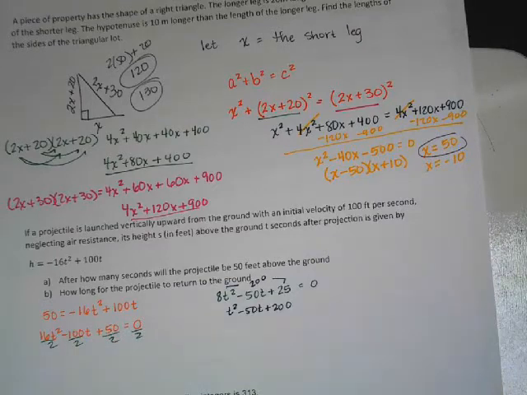I lied. It doesn't factor. Maybe it does. I don't know. Let's use the quadratic formula. If you can't factor it or you can't think of the factors, are there any factors of 200 that combine to give you 50? Let's see. 40 and 5. No. 20 and 10. I don't think so. So we'll use the quadratic formula.